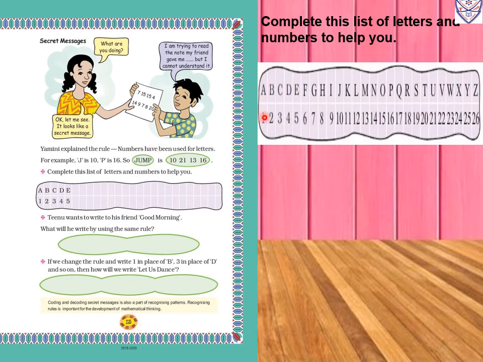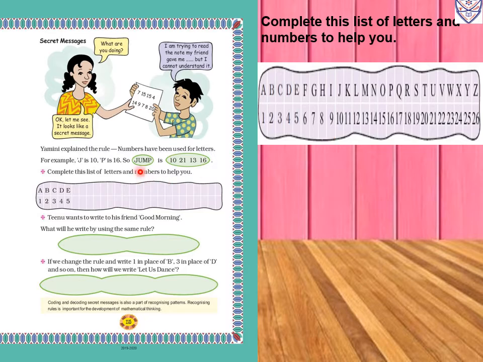So for A we will write 1, for B 2, C 3, for D 4, E 5, F 6, G 7, H 8, I 9, J 10, K 11, L 12, M 13, N 14, O 15, P 16, Q 17, R 18, S 19, T 20, U 21, V 22, W 23, X 24, Y 25, Z 26. So how many letters are there? 26. So according to that we have given the numbers.